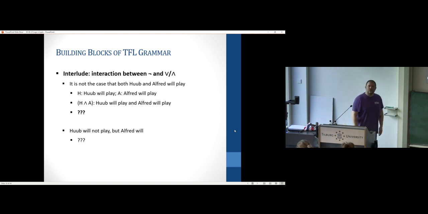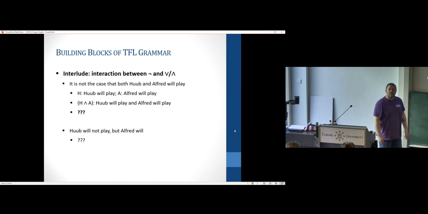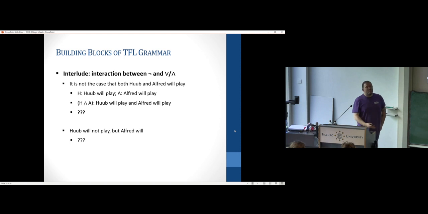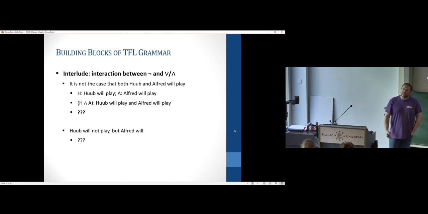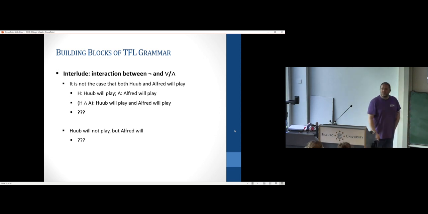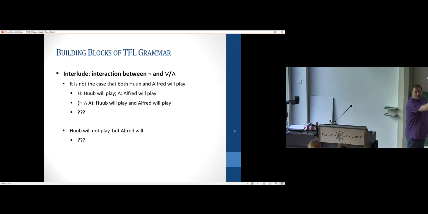Okay, so here's my little interlude about the interplay between these three. Suppose I want to say it's not the case that both Hoob and Alfred are going to play football with me. So it's not the case that they're both going to play. If I have H as Hoob will play football with me, and A as Alfred will play football with me, it's very direct, remembering the rule we had a second ago about conjunction, that we can symbolize both Hoob and Alfred will play as H conjunction A.